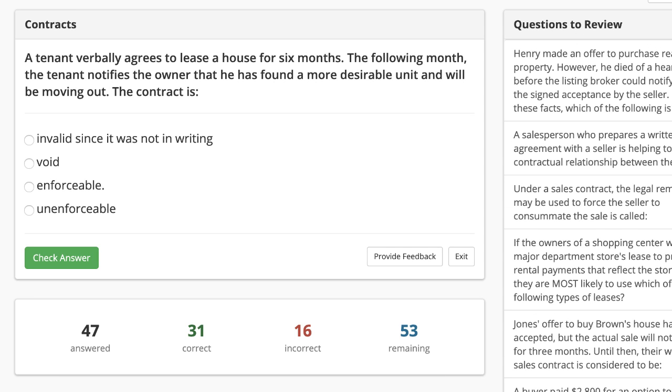All right, last question for the day, everybody. A tenant verbally agrees to lease a house for 6 months. The following month, the tenant notifies the owner that he has found a more desirable unit and will be moving out. The contract is A, invalid since it was not in writing, B, void, C, enforceable, or D, unenforceable. What does everybody think here? A little tricky.